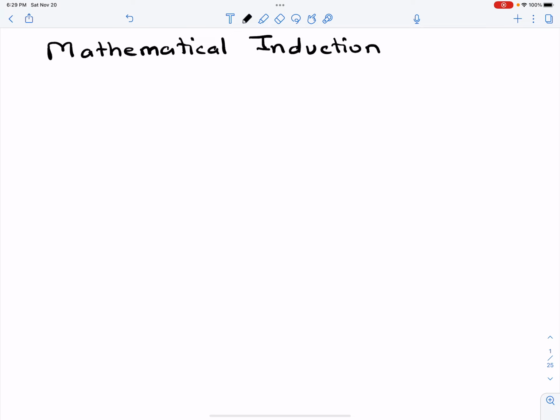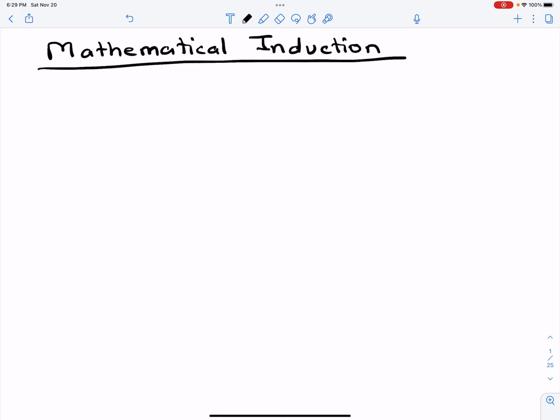Today we're going to talk about something a little different in our pre-calculus journey, and that is something called mathematical induction. We've been working with some different types of statements, and when we get to mathematical induction, we're looking at proving that these statements hold for all the numbers that we claim that they hold for.